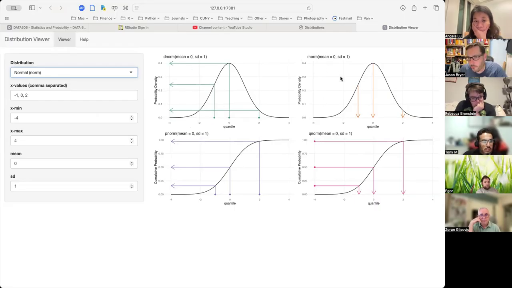The R is random, so you notice there are no dots. It's just going to give me random values, however many I ask for, from that distribution. So if you want to simulate data from a normal distribution, you can do that. The P function is going to give me the area under the curve, as I was just showing.